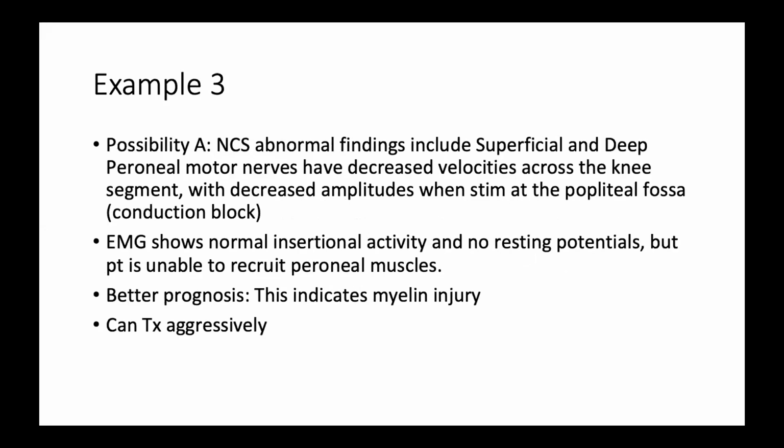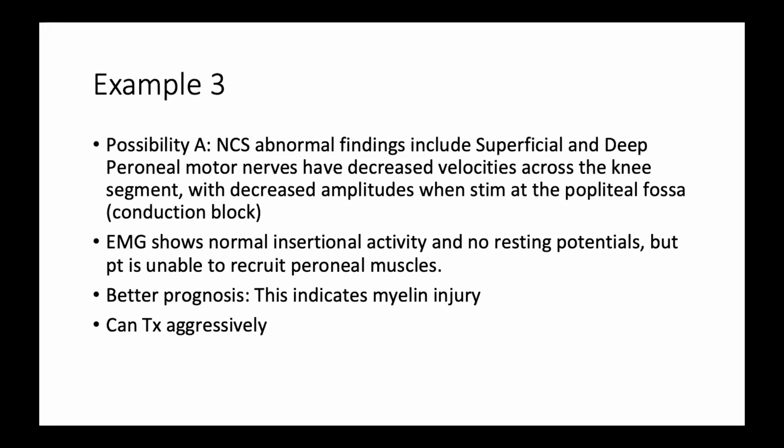So scenario number 1 is that the EMG was abnormal, but the findings showed slow velocities across the knee and only reduced amplitudes proximal to the knee. So the velocities were slow across the knee, and the amplitudes were reduced only at the knee and above. On the EMG, there were no motor units in muscles that had 0 or trace.